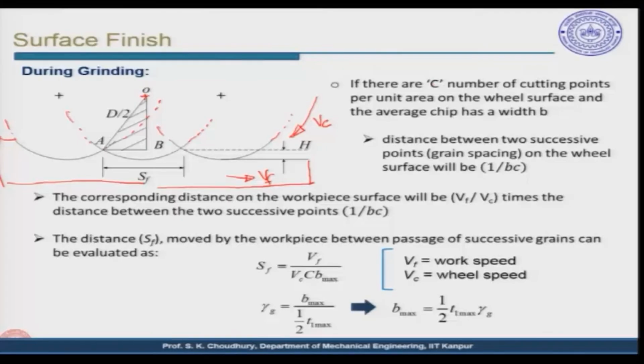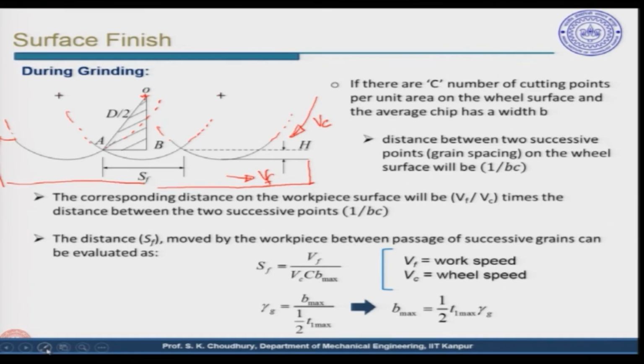If there are C number of cutting points per unit area on the wheel surface and the average chip has width B, then the distance between two successive points, which we can call the grain spacing on the wheel surface, will be 1 by B into C.